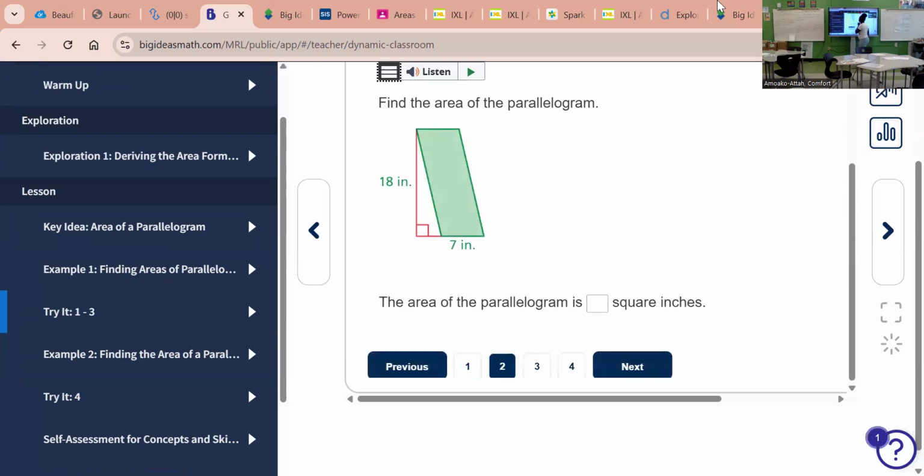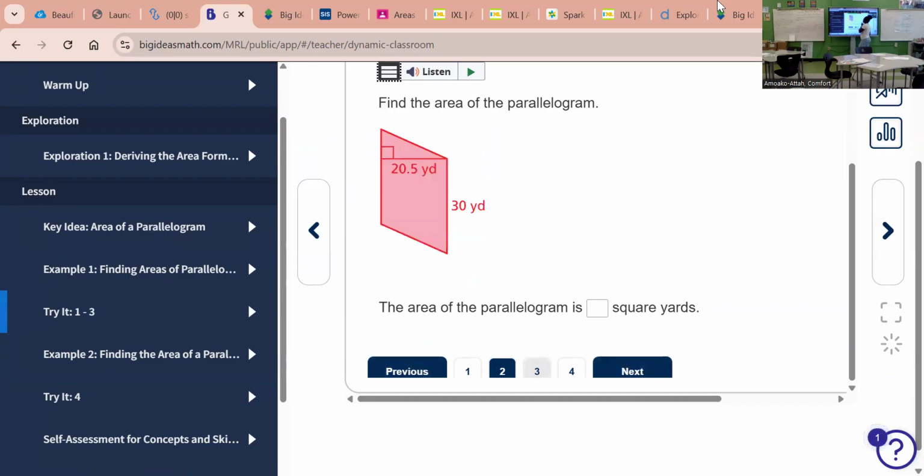Let's see whether we have another example. Over here we have 18 inches times 7 inches. So put the formula down: base times height. 18 times 7, I think it's 126. So therefore, the area is equal to 126 square inches. Over here, we have the height of 25 yards times the base of 30 yards. So what is the area? Multiply these two together, and you get 615 square yards.